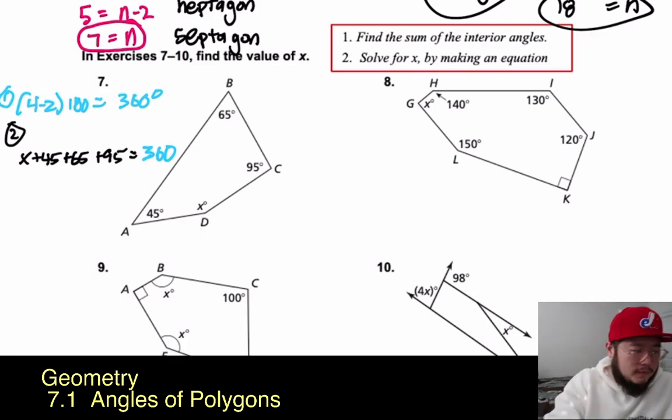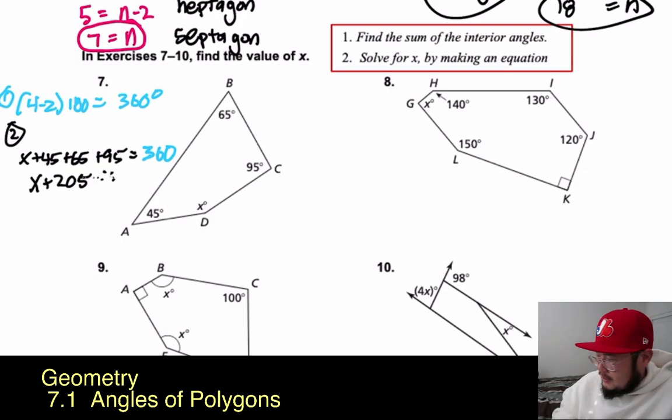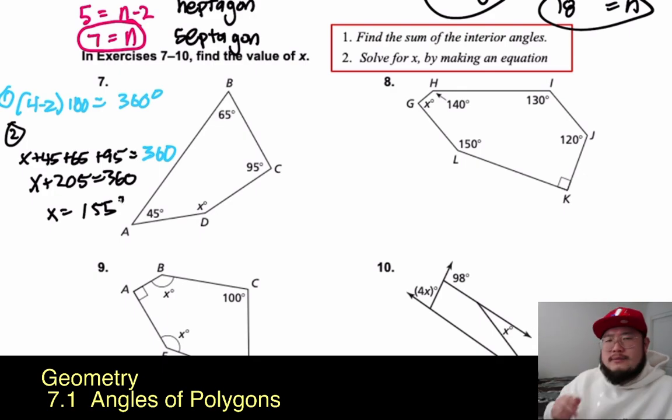All right, so let's go ahead and do that. I've got x plus 205 is equal to 360. And when you subtract 205 from both sides, then you should end up with 155. And that right there is angle x.